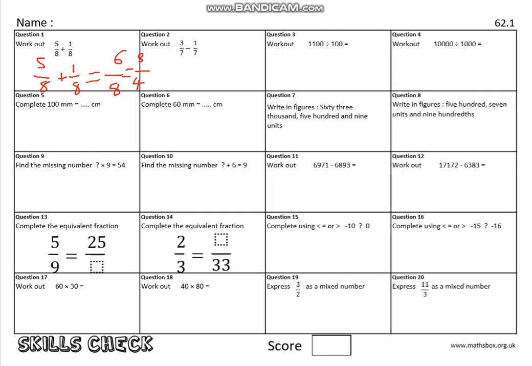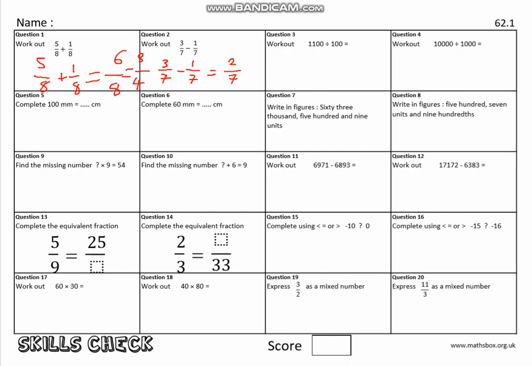Same thing with this one, we've got the same denominator again, so we'd have 3 over 7 minus 1 over 7. Because we've got the same denominator, we can just take away the numerators, so that leaves us with 2 over 7. Okay, next one then.